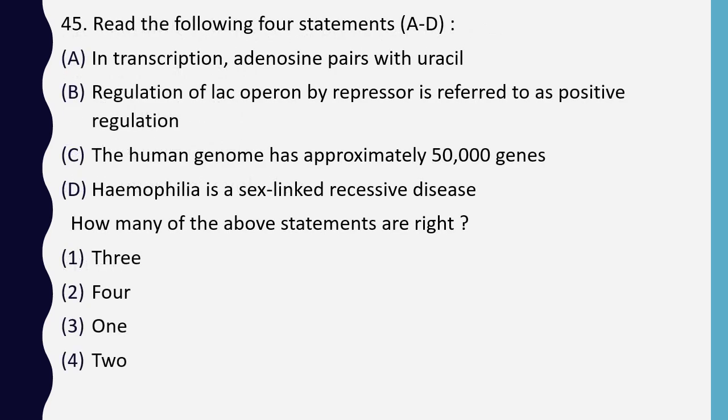Question number 45. Read the following four statements from A to D. In transcription, adenosine pairs with uracil. Regulation of lac operon by repressor is referred to as positive regulation. The human genome has approximately 50,000 genes. Hemophilia is a sex-linked recessive disease. How many of the above statements are correct? 3, 4, 1, 2. How many of these statements are correct? Correct answer is option 4. Two of the above statements are correct.